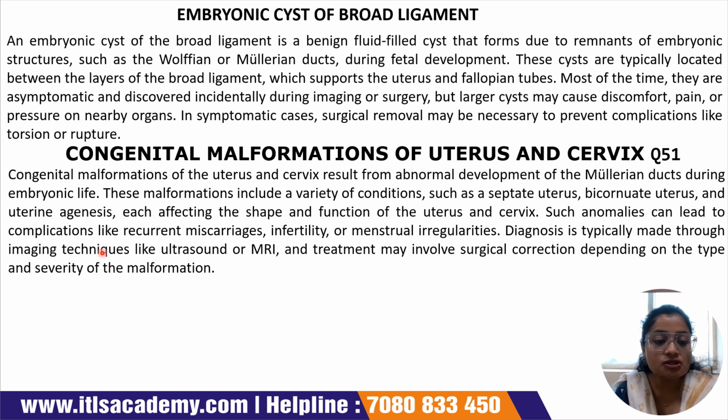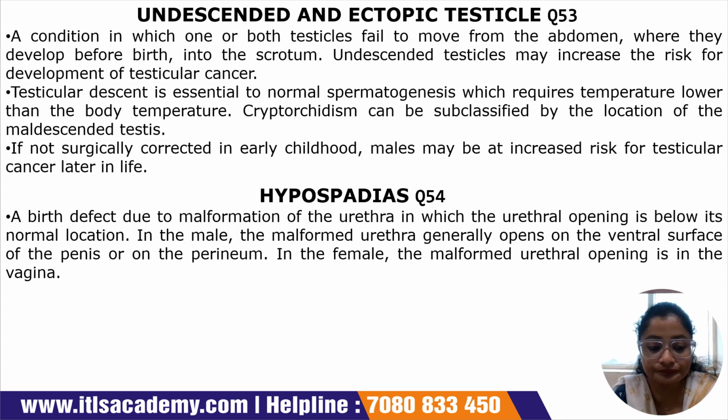Such anomalies can lead to complications like recurrent miscarriages, infertility, or menstrual irregularities. Diagnosis is typically made through imaging techniques like ultrasound or MRI, and treatment may involve surgical correction depending on the type and severity of the malformation.